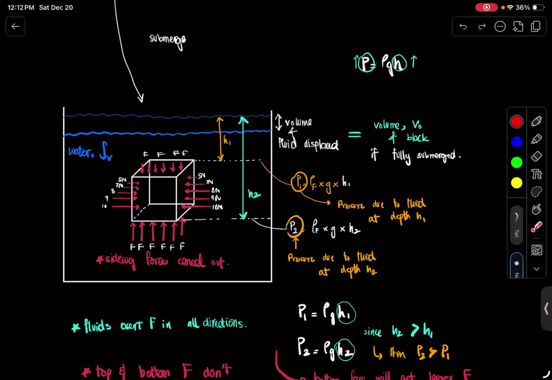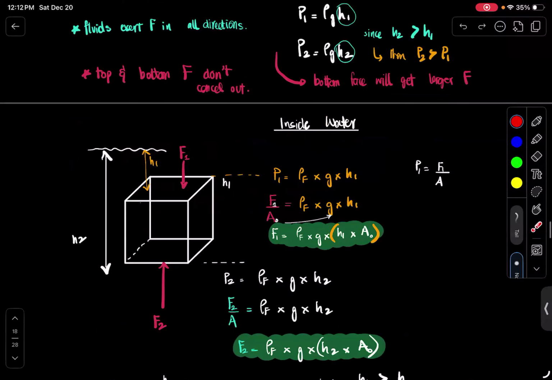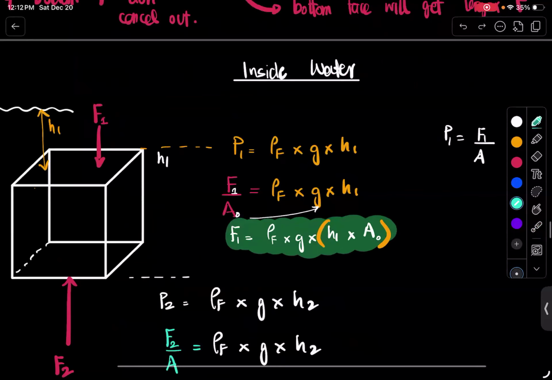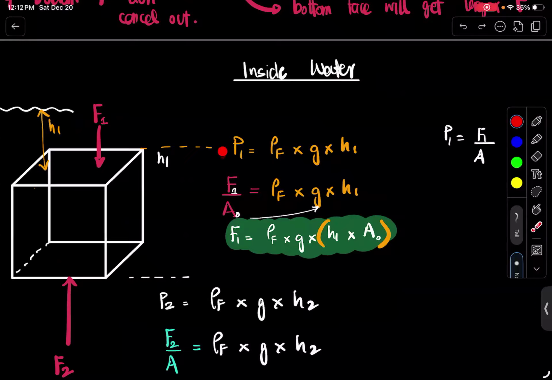Now, you see that because there is a smaller pressure at the top, there would be a smaller force at the top, right? And at the bottom face, because there's a greater pressure at the bottom, there would be a greater force at the bottom, right? Now, that means if you take the forces from the top, they would be equal to this value. So P1 is equal to rho g h1, right?